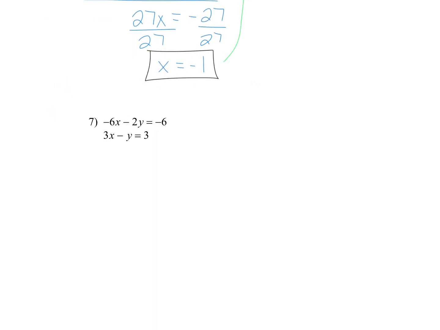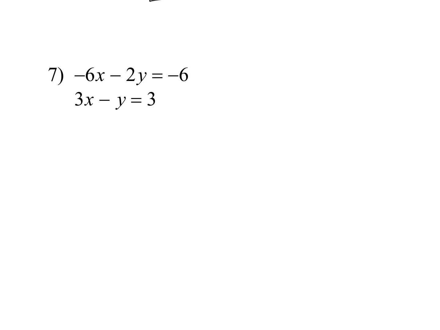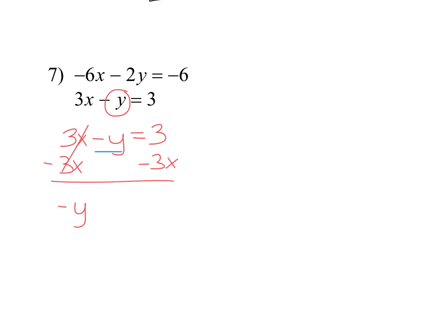Right away, there is not one by itself. So we need to make one by itself. Which one is the easiest to get by itself? Right, why do you pick that equation? What do we want to get by itself? Right, because there's no number, there's no coefficient with that y. Okay, so I'm going to take that 3x minus y equals 3, and we said we want to get that y by itself. Okay, so how do I get y by itself? Subtract 3x. So I have negative y equals negative 3x plus 3.